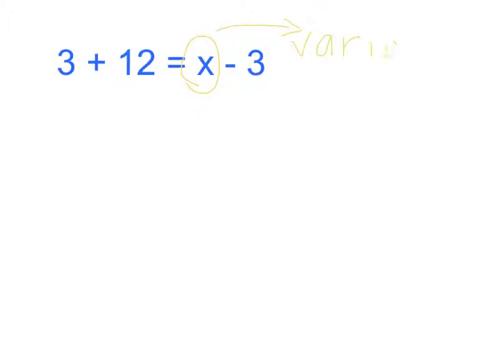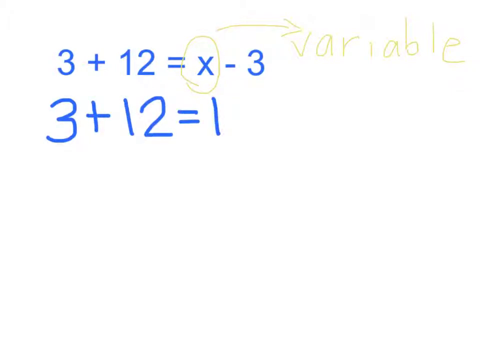Sometimes you will see x, and other times you might see your problem written like this: 3 plus 12 equals box minus 3. The box and the x both are the variables, or the unknown number that we're trying to solve for.